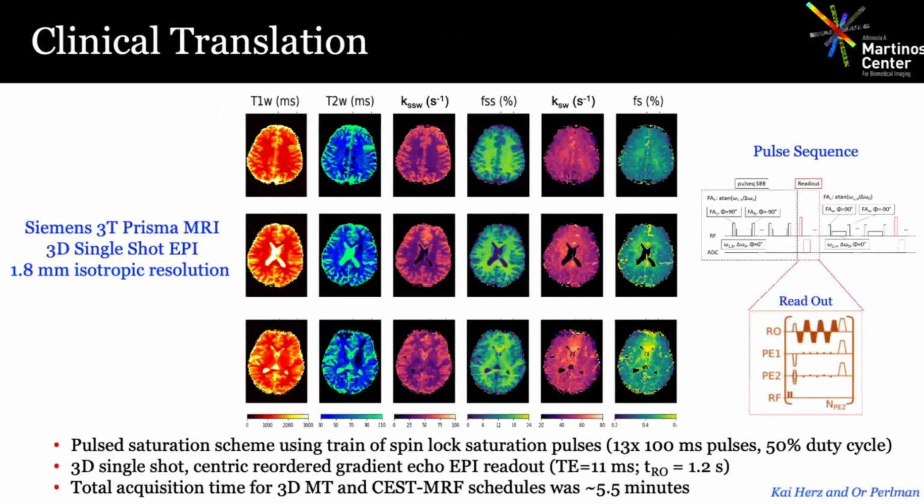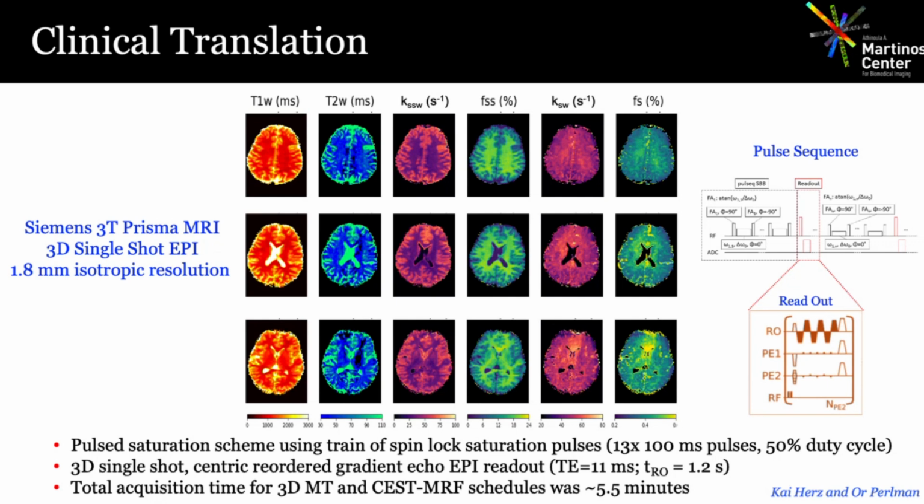So now we're working on trying to translate this to the clinic. Here's just showing a normal brain on the Siemens 3T Prisma. This is using a 3D single-shot EPI with 1.8 millimeter isotropic resolution. And again, it's not too bad.